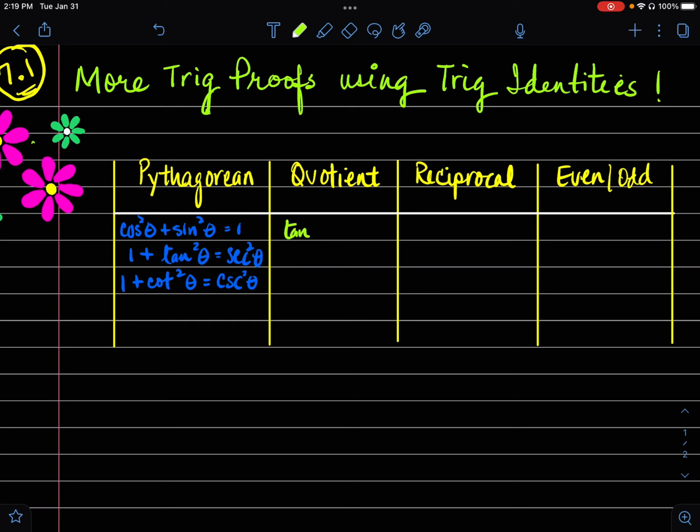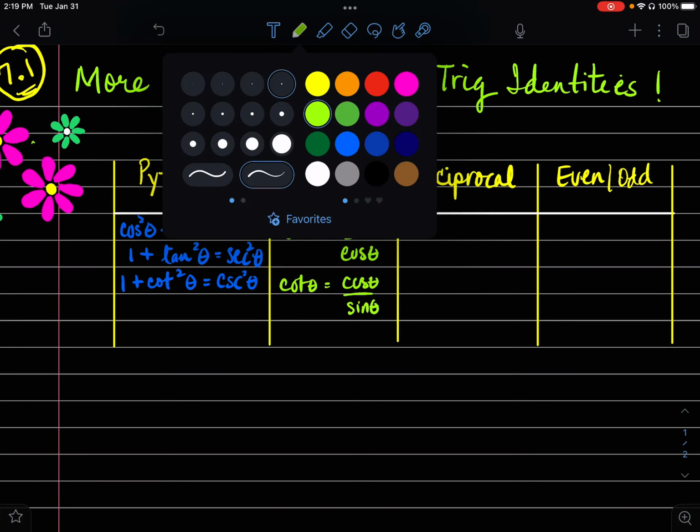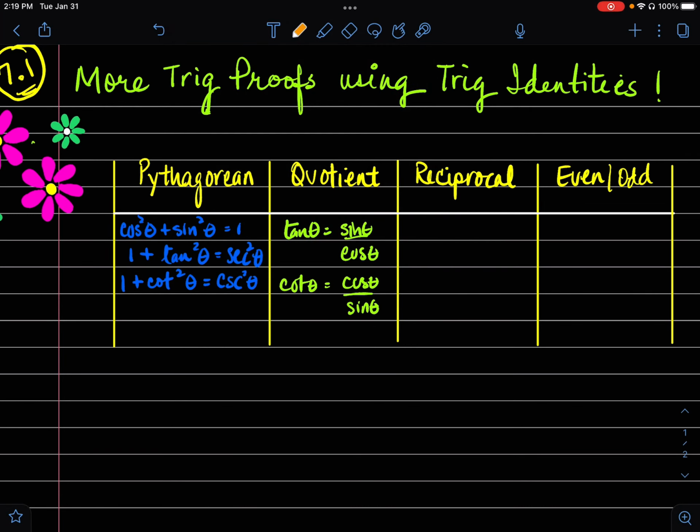Then regarding our quotient, that's the first one. And the more you use them, you will notice that you would have automatically memorized them. Cosecant, secant, and our handy dandy cotangent.